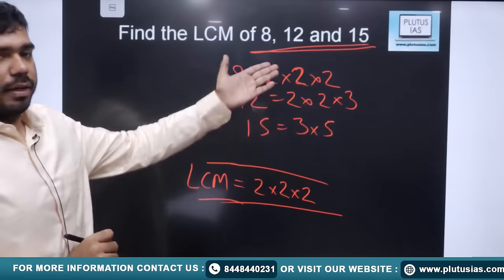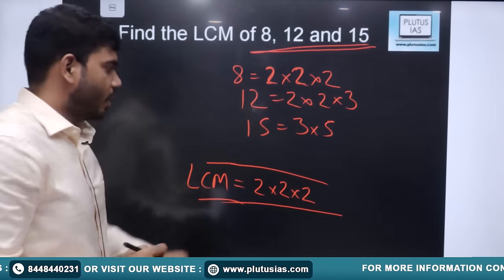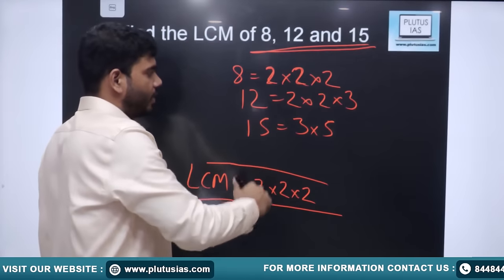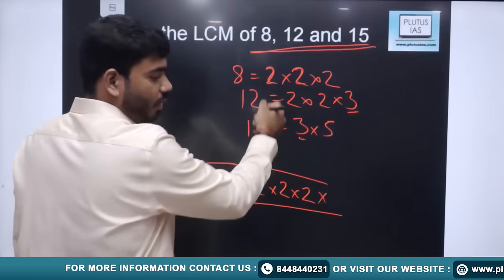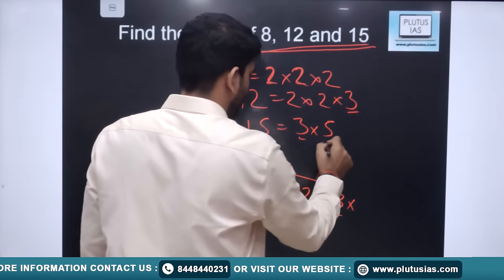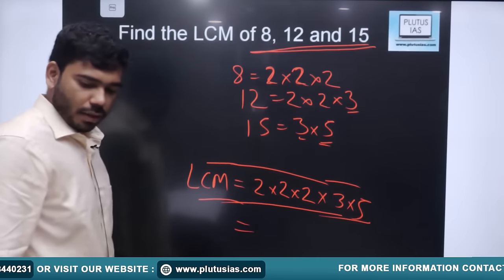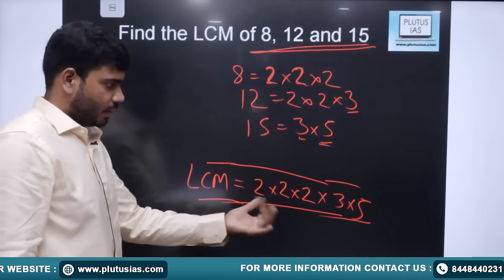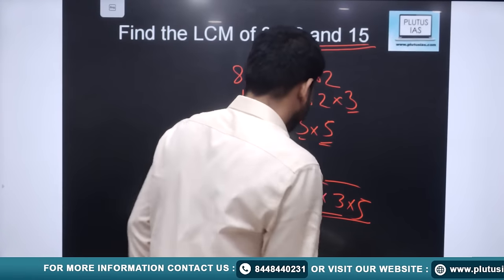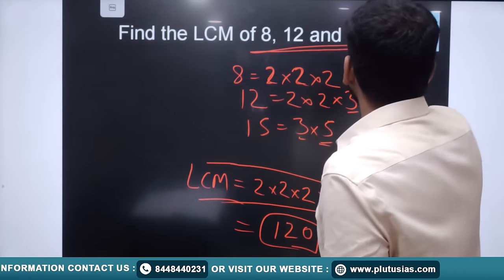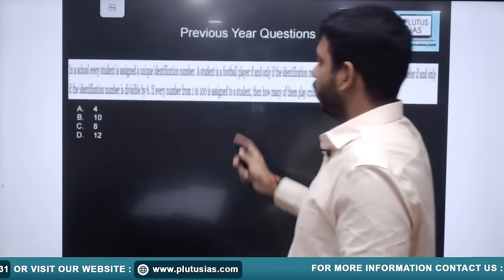Since this number has to be a multiple of 8, so since 8 has 3 times 2 in the prime factorization, we have to write 3 times 2 in the LCM also, and then 3 is only coming one time in 12 and one time in 15, so we'll write 3 only once, and 5 is also appearing only one time, so this is right. And when we multiply this thing, the LCM of these three numbers is 120. Right.